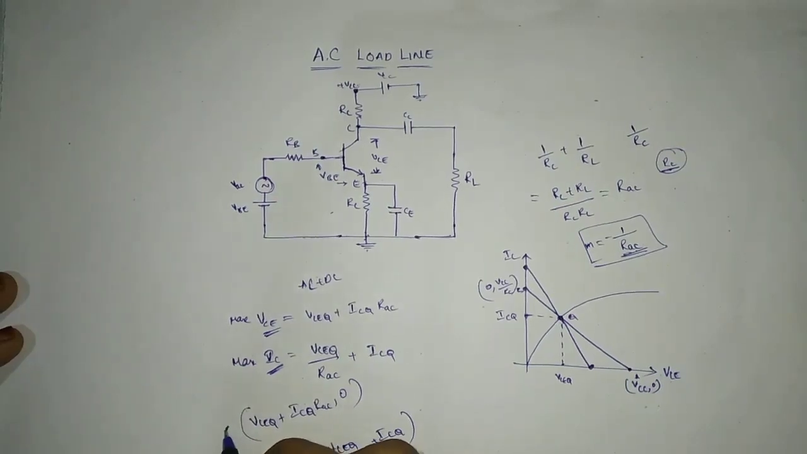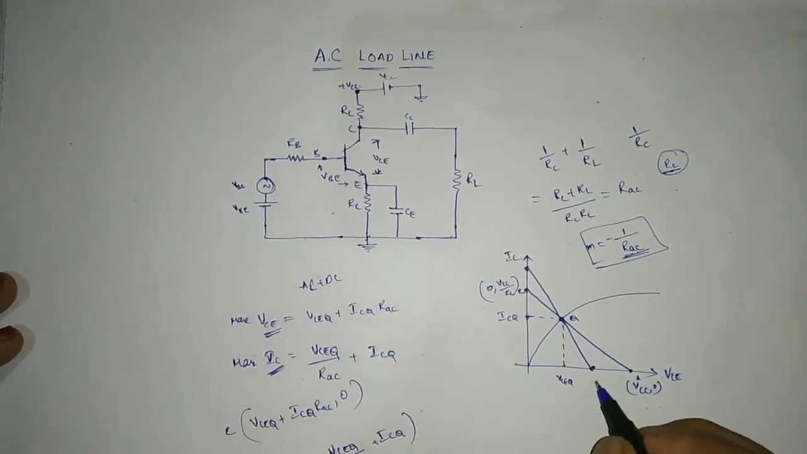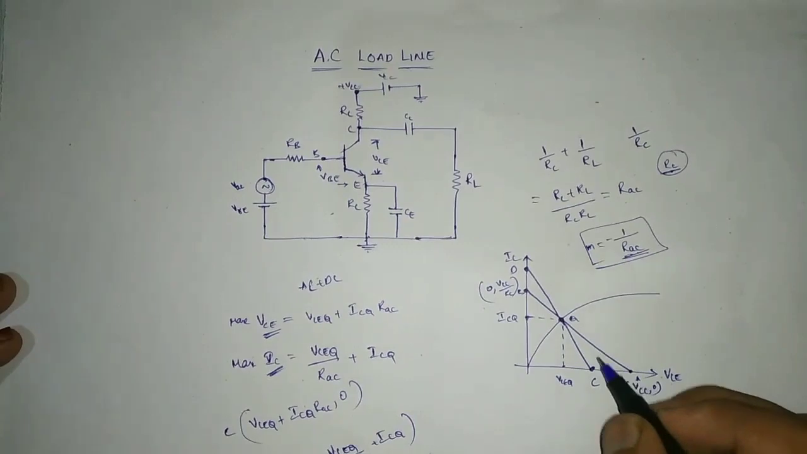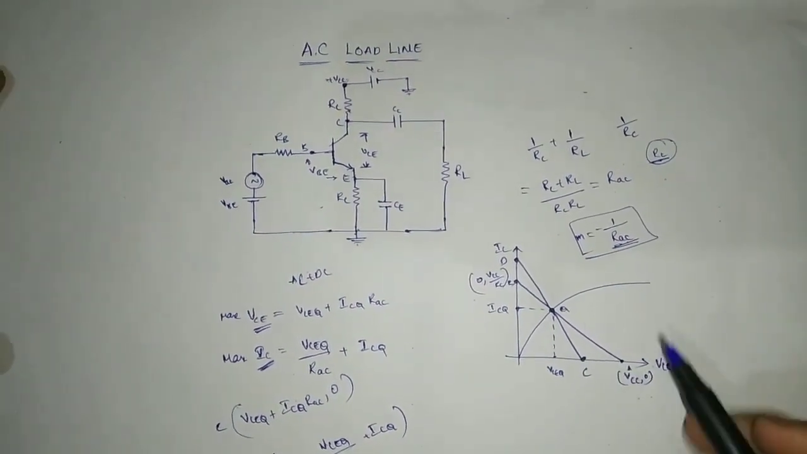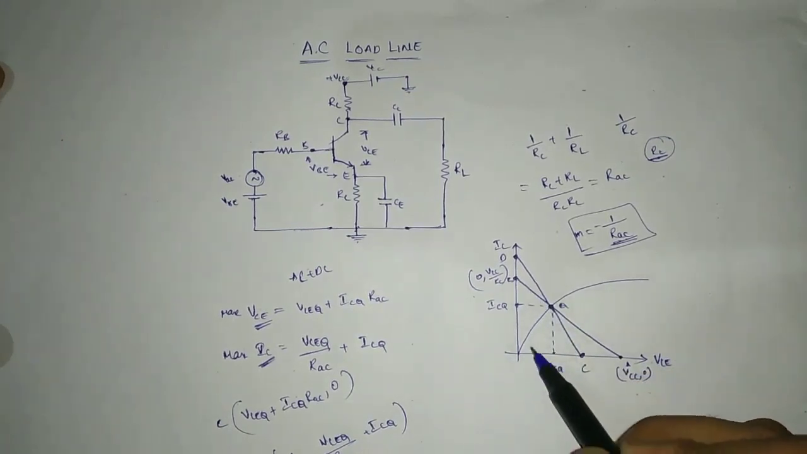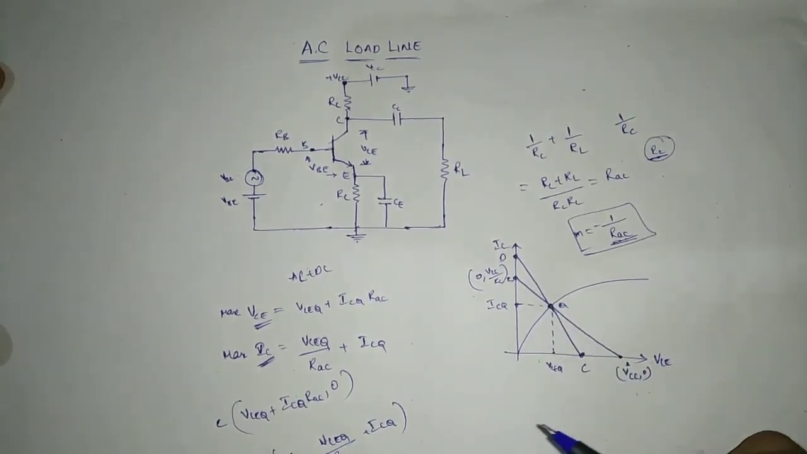Let us name this point as C and this point as D. This is C and this is D. This is the AC load line. This is about AC load line. With the help of DC load line, AC load line and the characteristic curve, we can find a Q point.